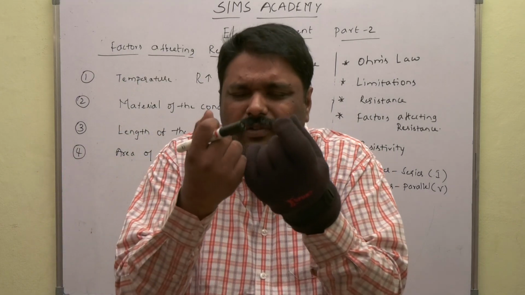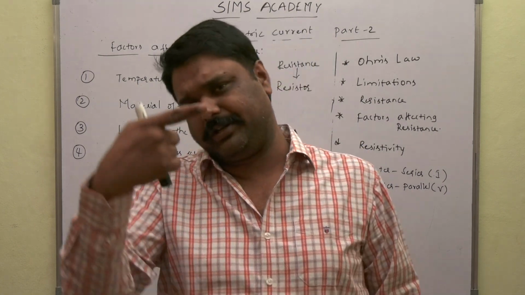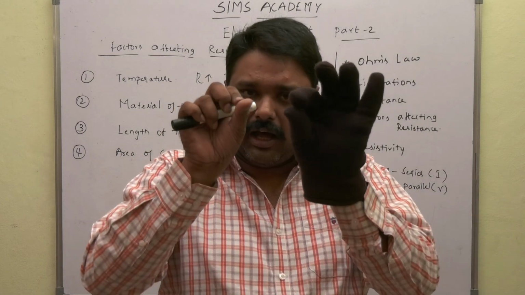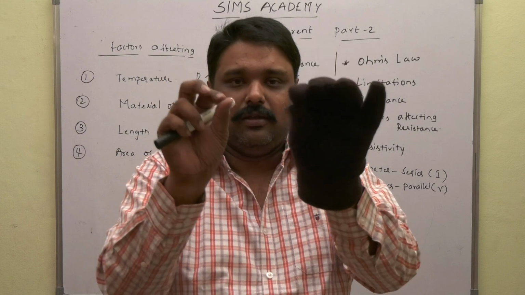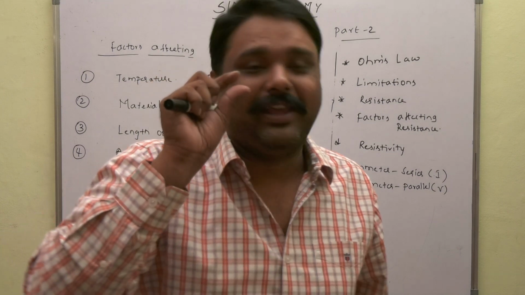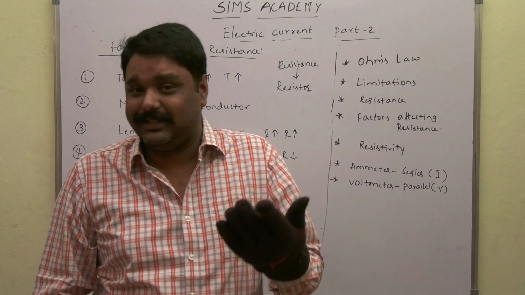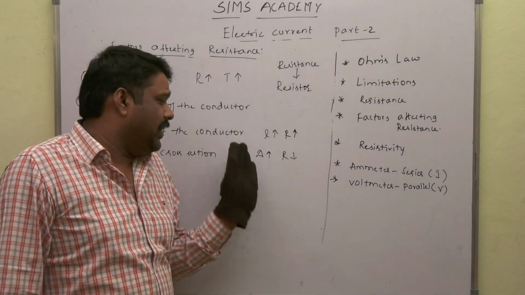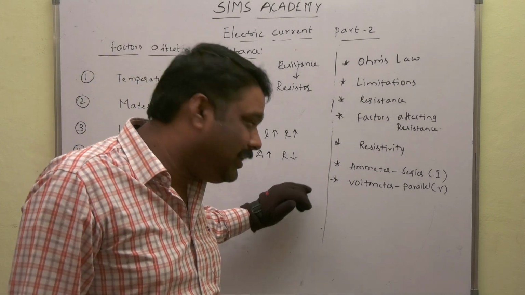How could we increase the area? Suppose I have a small 1 centimeter conductor, and now another 1 centimeter conductor. Both are connected together and rolled up. Then we can increase the area of cross section of those two wires. We found that if the area of cross section increases, the resistance of the conductor decreases.